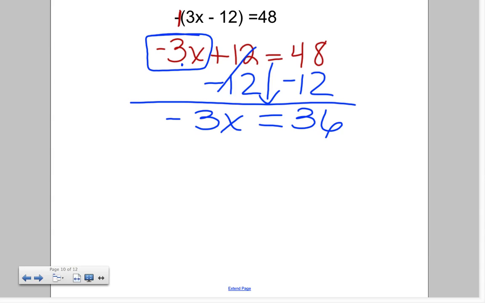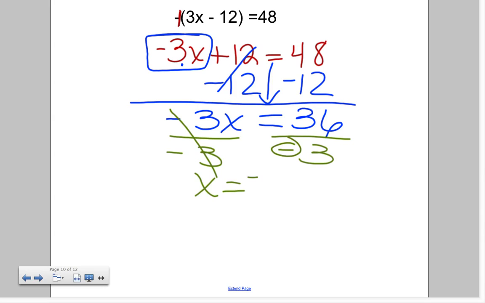And now, what operation are we going to use to get to x? How are we going to get to x? Cheyenne? Division. What are we going to divide by? -3. Nice. And obviously these make a 1x. And a positive divided by a negative makes a negative. 1 negative, guys. And 36 divided by 3 is 12.